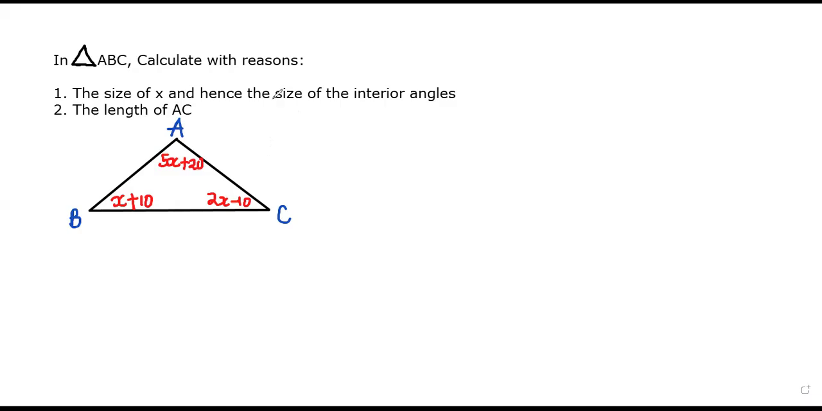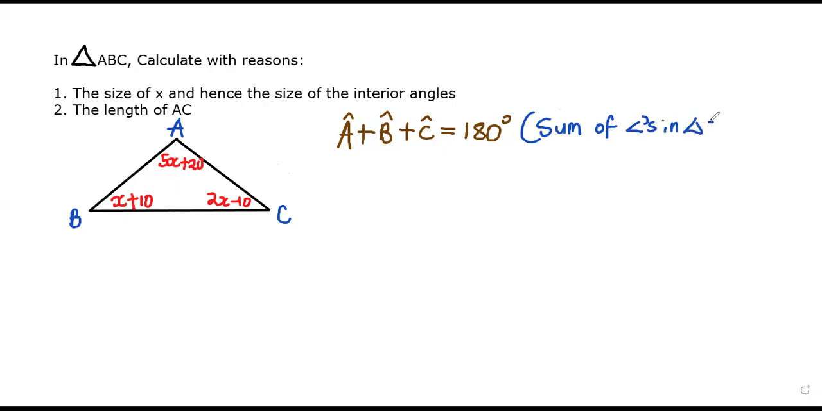So one thing that we are going to do with regards to solving this question, we're going to solve it in this manner. We're going to say angle A plus angle B plus angle C is equal to 180 degrees. Remember, since they want us to calculate the size of angle X and hence the size of the interior angles, we're going to calculate that using this strategy of saying A plus B plus C is equal to 180 degrees. Simply because these are the sum of angles of a triangle. So we'll just write sum of angles in a triangle. We know that sum of angles in a triangle gives us 180 degrees.